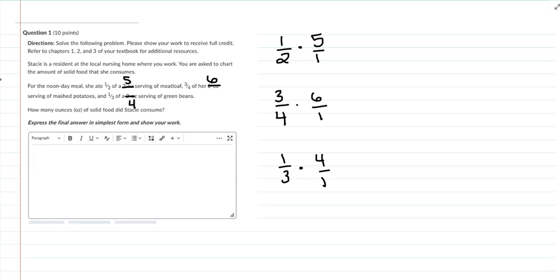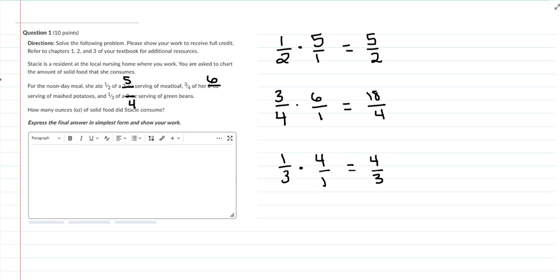Okay, so when I multiply fractions, I'm just going to multiply straight across. So I'm going to have 5 times 1 is going to be 5 over 2 there. 3 times 6 is going to give me 18. 4 times 1 is going to give me 4. 1 times 4 is going to give me 4. 3 times 1 is going to give me 3. Okay, so I've multiplied all my fractions.